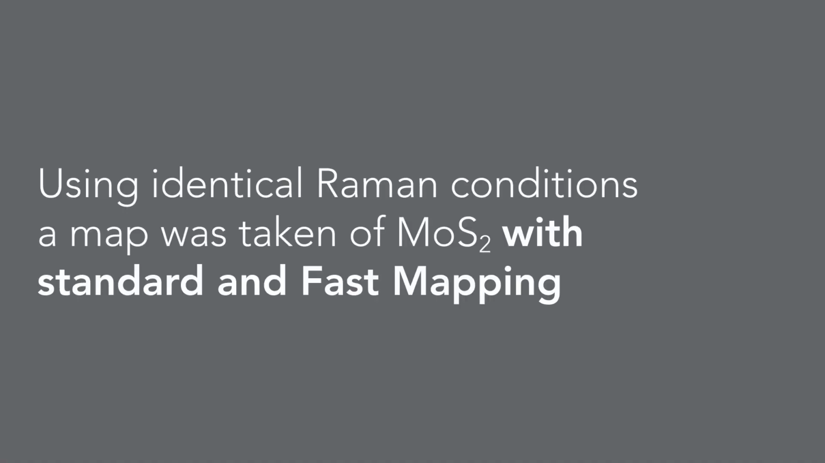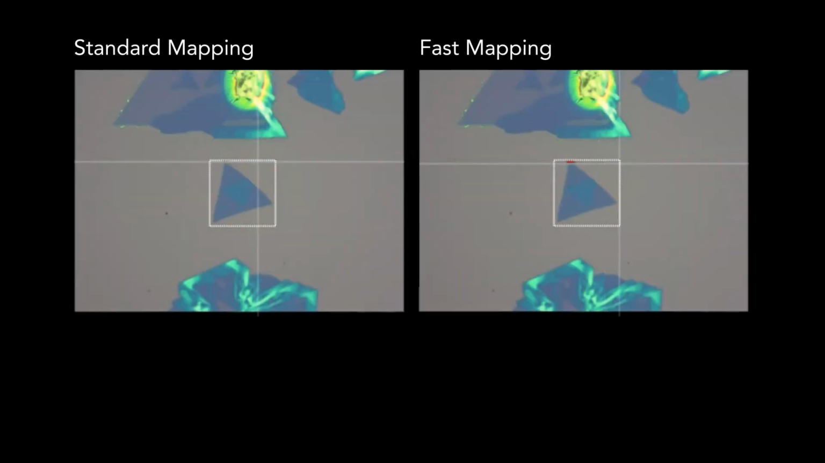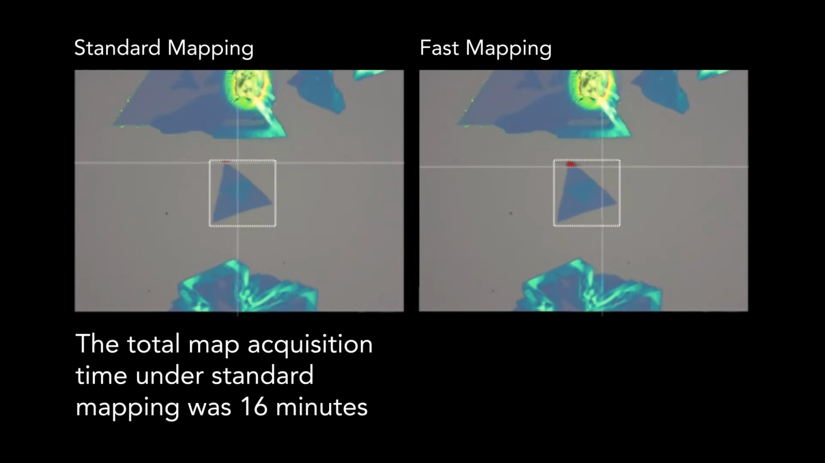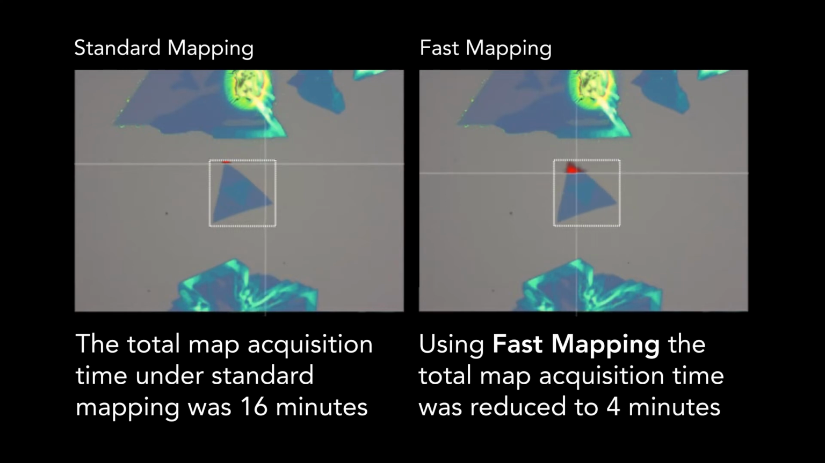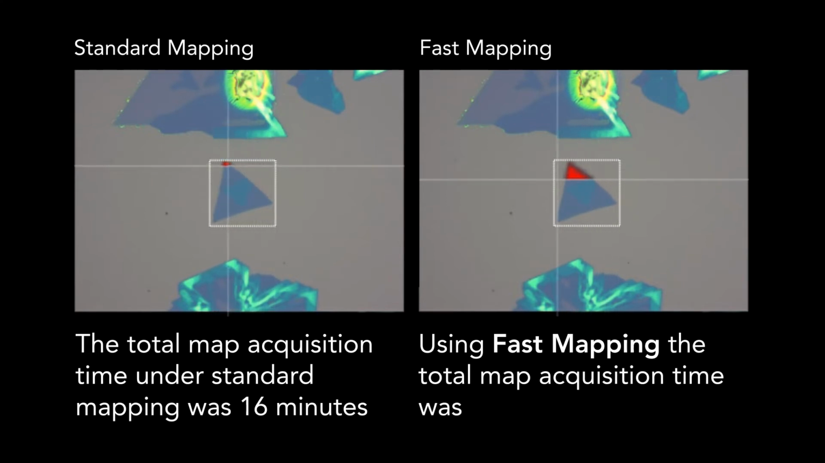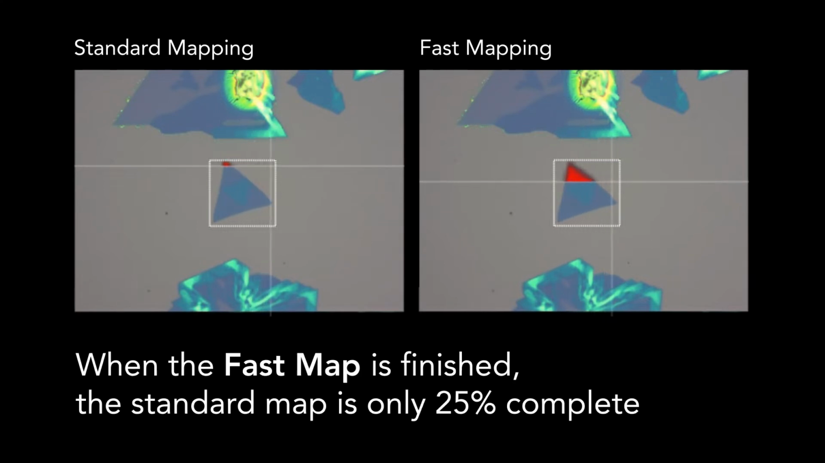Using identical Raman conditions, a map was taken of molybdenum disulfide with standard mapping and fast mapping. Under standard mapping conditions, the map took 16 minutes to complete. However, this was reduced to just 4 minutes when fast mapping was used. When the fast map is finished, the standard map is actually only 1/4 complete.